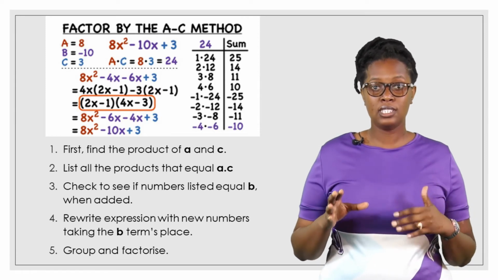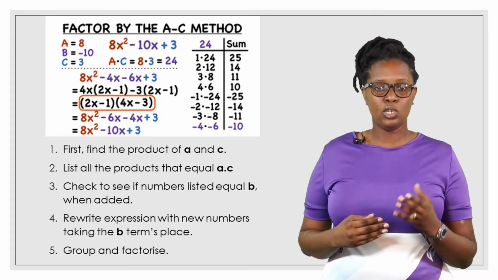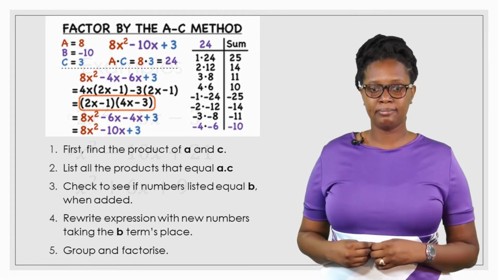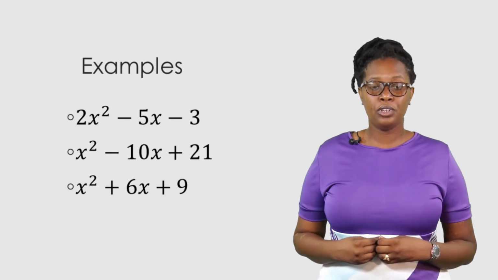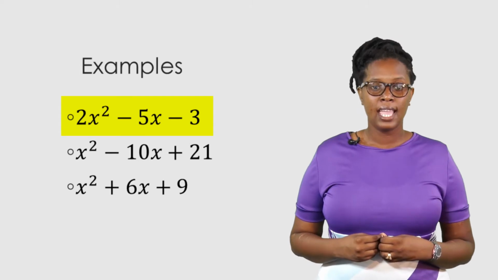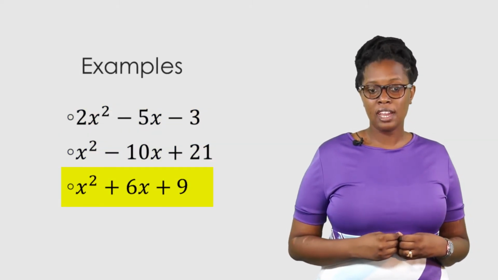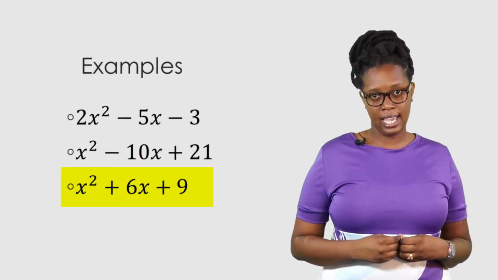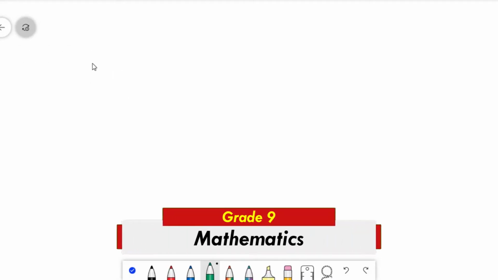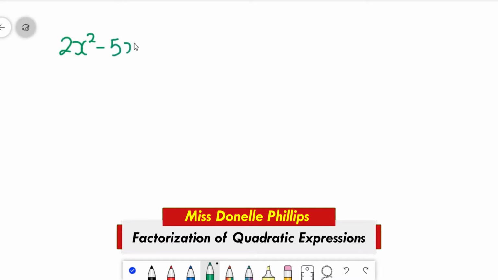Now, if this wasn't clear for you, I am going to go through a few examples so that you would be able to grasp the concept. So the three examples that we're going to work are 2x squared take 5x take 3, x squared take 10x plus 21, and x squared plus 6x plus 9. So for the first example, we have to factorize 2x squared minus 5x minus 3.